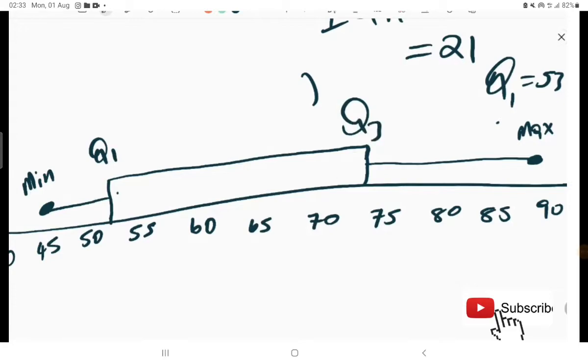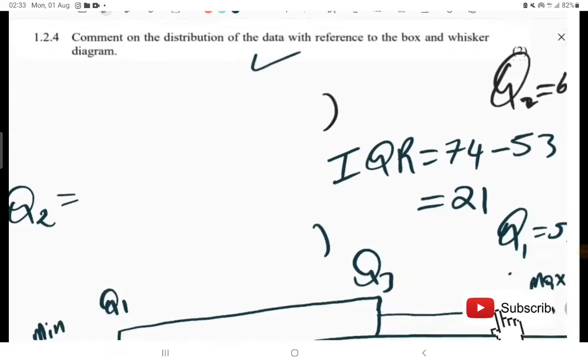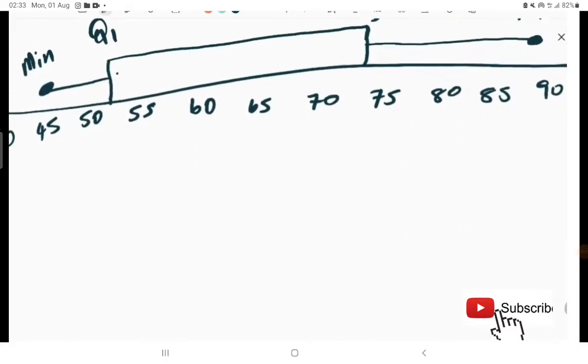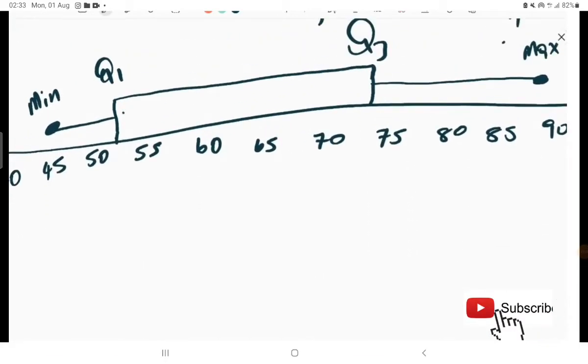We are now interested in finding Q2. We have calculated Q2, which is the median. It was 64, remember? So Q2 is 64, and 64 can be estimated to be somewhere here. So this is Q2. This is how it is. Let's just check another question.